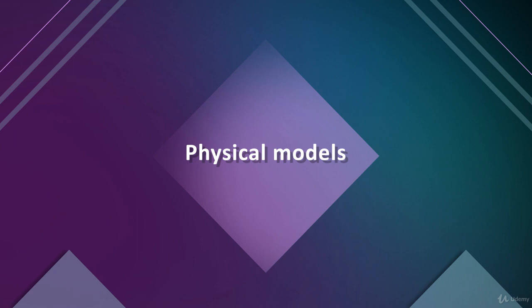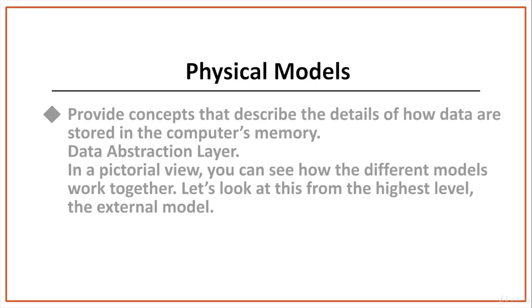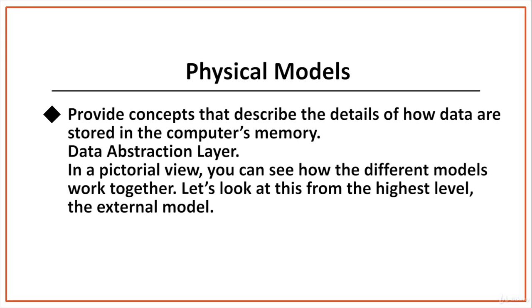They also deal with runtime performance, storage utilization and compression, file organization, and access methods. Data encryption is at the physical level, managed by the operating system or OS. It also provides concepts that describe the details of how data are stored in the computer's memory. Data abstraction layer. In a pictorial view, you can see how the different models work together.